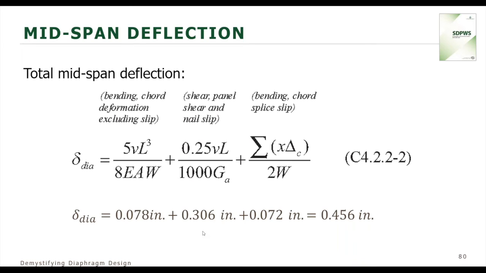So something to consider when you're trying to tighten up the deflection of your diaphragm, where you would have more impact is where you would take into account the shear panel, the panel shear, and the nail slip of your diaphragm. So tightening up your nail spacing or the apparent shear stiffness of the actual diaphragm to really get a lesser deflection.